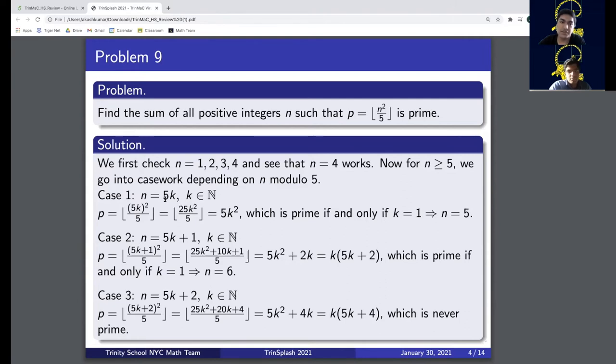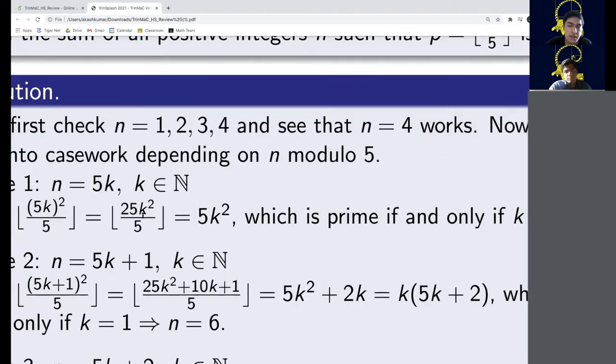The first case is when n is a multiple of 5, so the remainder is 0, which means that n can be written as 5k, where k is some positive integer. If you plug n equals 5k into the expression, you get (5k) squared over 5, which is 25k squared over 5. If you write out the steps, it's the floor of 5k squared, but 5k squared is an integer, so the floor of 5k squared is just 5k squared. The floor of an integer is itself.